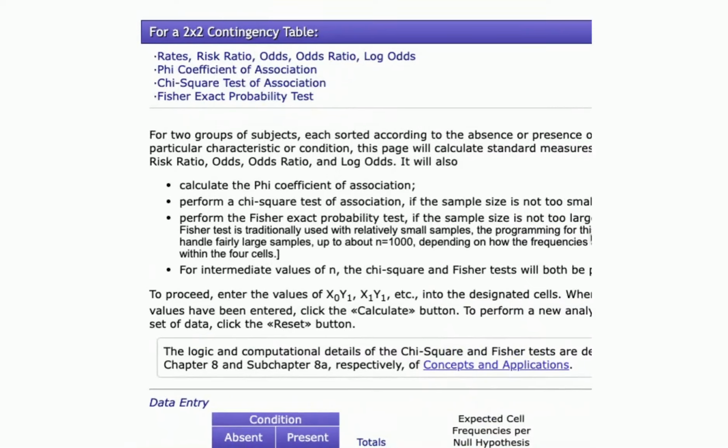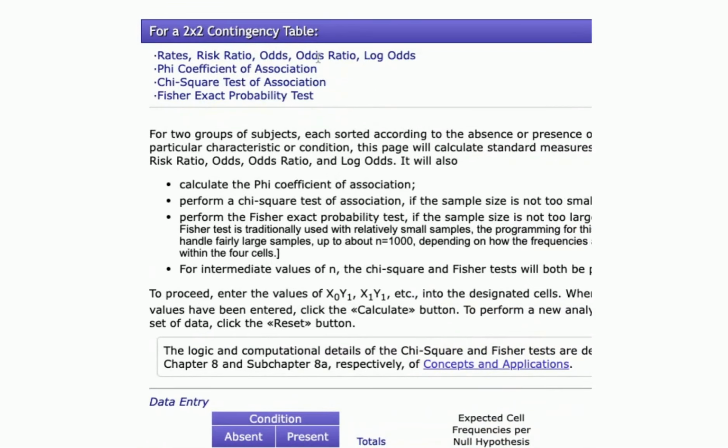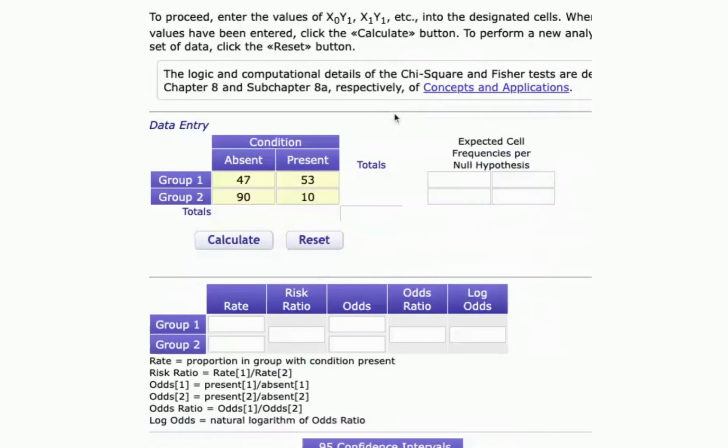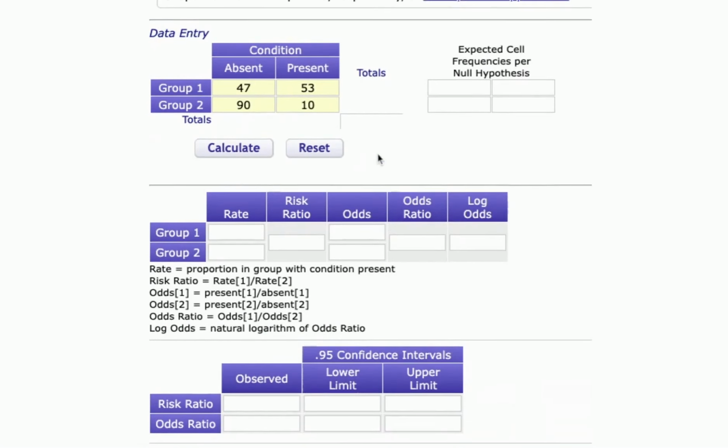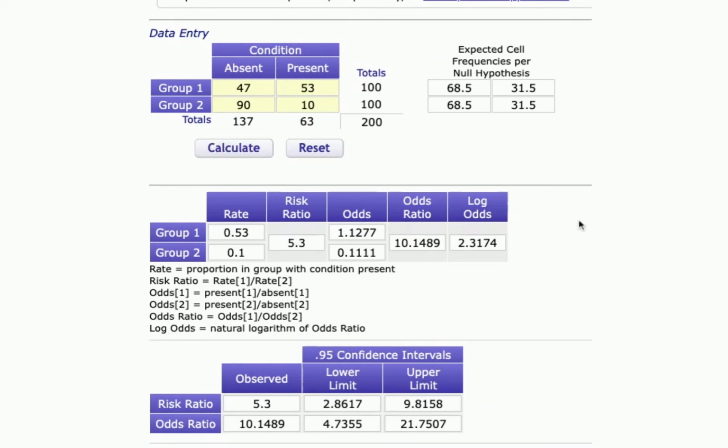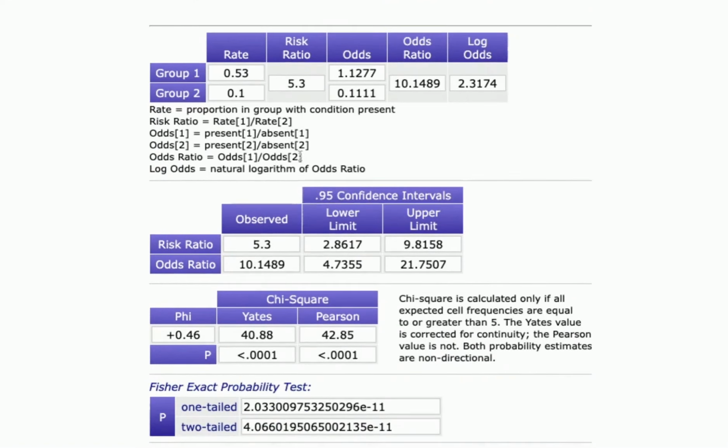This again is VassarStats, the 2x2 contingency table, and we're going to use this now looking at risk ratios and odds ratios. So in our 2 clinics, our first clinic, the high-risk clinic, 53 women have chronic hypertension and 47 women do not. And 10 women in the low-risk clinic have chronic hypertension and 90 women do not. So then we hit calculate, and right here, it gives us the odds ratio and the risk ratio. We don't need to put anything in differently.